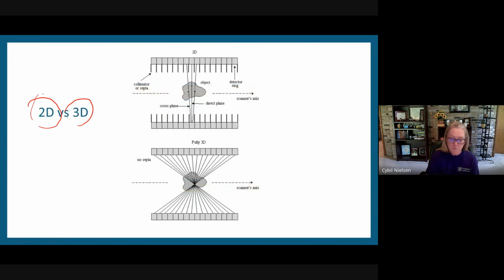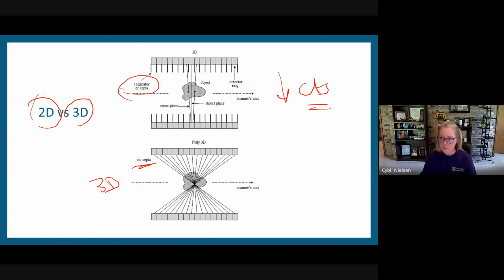Which takes me to 2D versus 3D. Most PET cameras today are 3D, which means they don't have any septa. The old 2D cameras actually have lead septa. And what happens with a 2D, the collimator actually lowers the number of counts, the number of coincidences, because it has to be captured in that plane, in just two planes. 3D, when you remove the septa, now you have an increased count rate. Increased count rate means you're going to have more false or randoms.